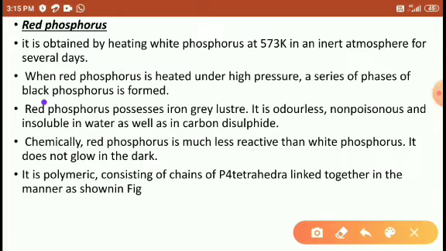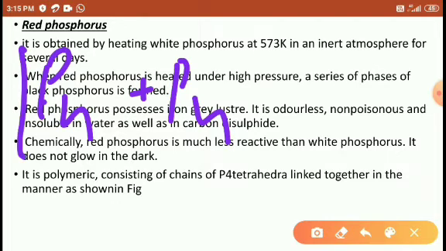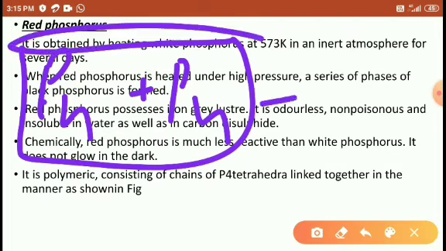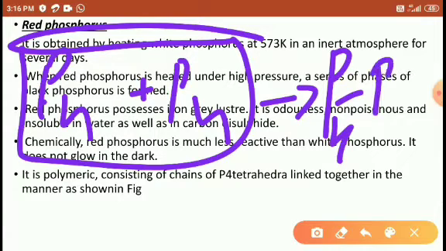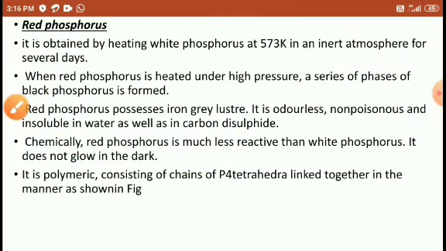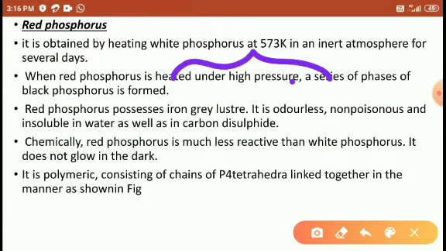Yes, friends, if we heat red phosphorus in a chamber, the phosphorus particles fuse with one another. P4 fuses with the next P4 under high pressure. If you apply pressure, the particles come close to each other, so they fuse to form a series of black phosphorus.